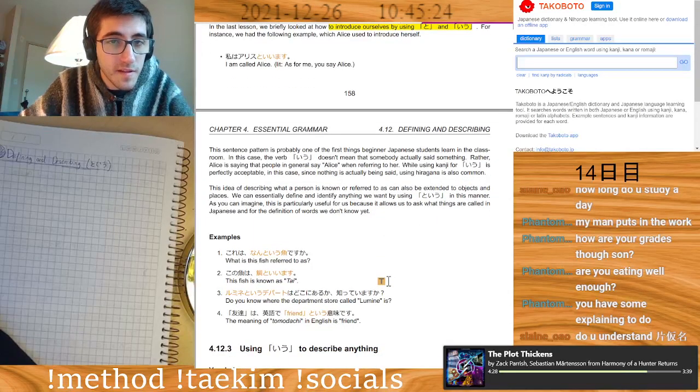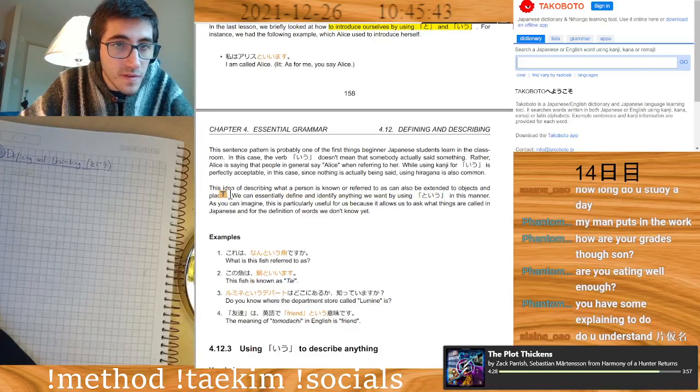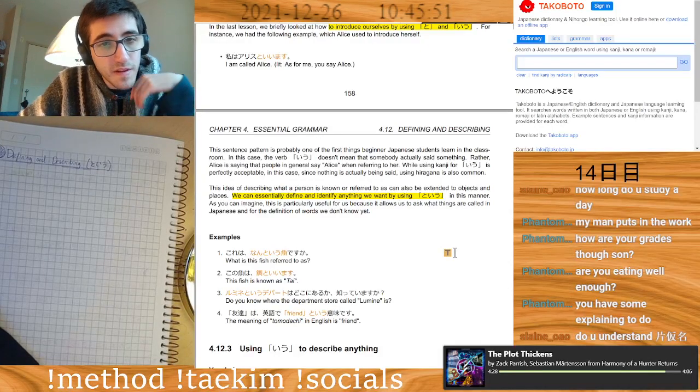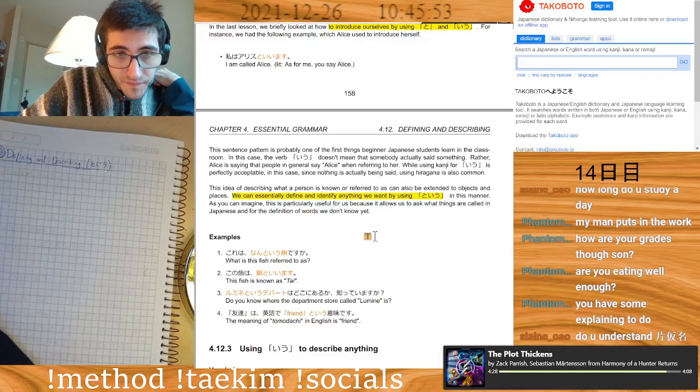What you see is, in this case, yeah, hiragana is also very common. The idea of describing what a person is known or referred to as can also be extended to objects and places. We can essentially define and identify anything we want by using toyu. It is a pretty useful form because it allows us to ask what things are called in Japanese for the definition of words we don't know yet.